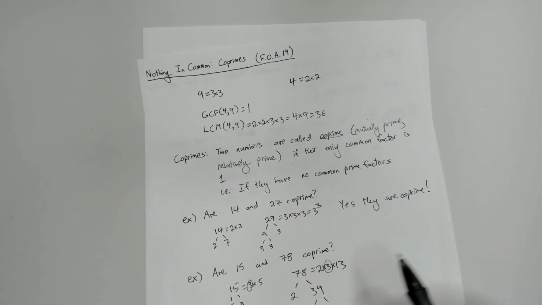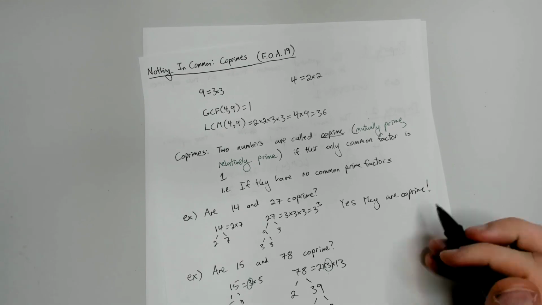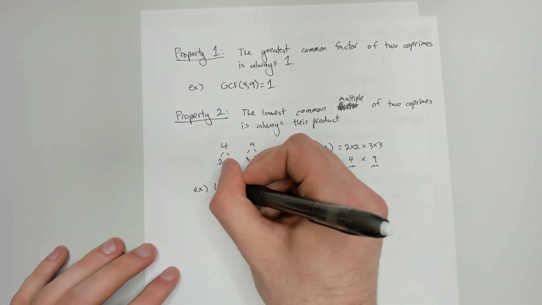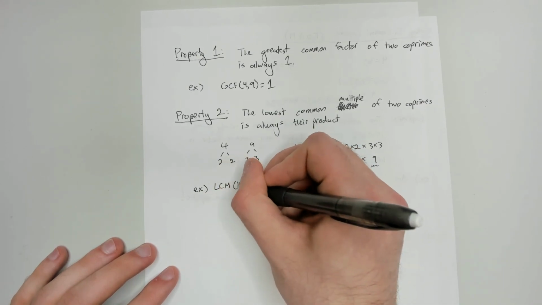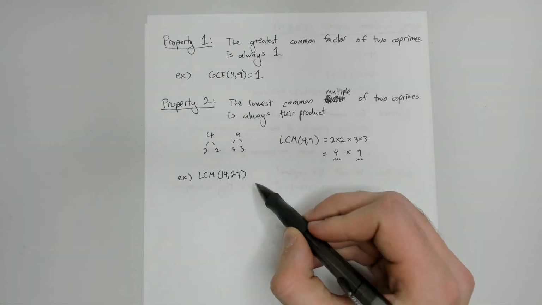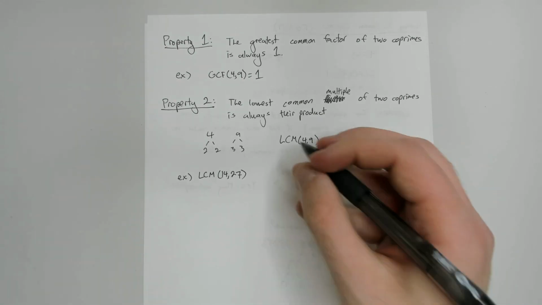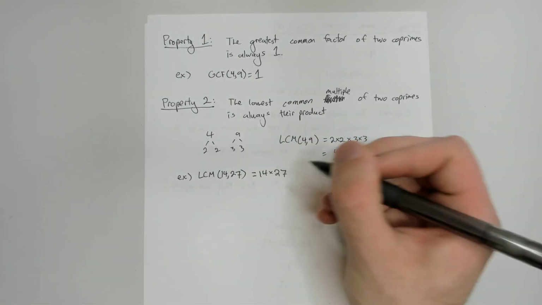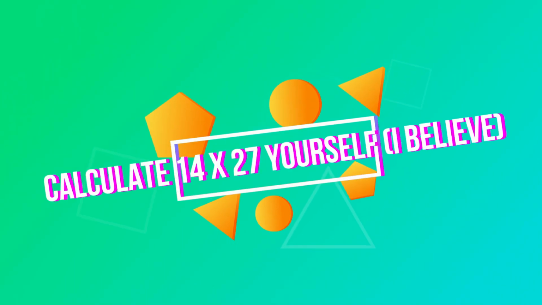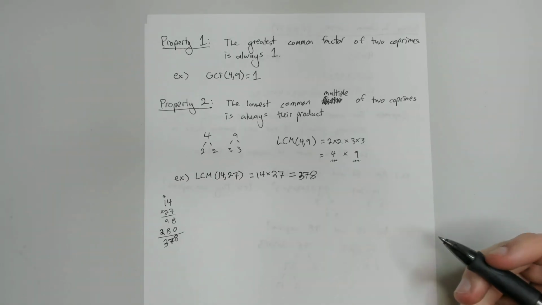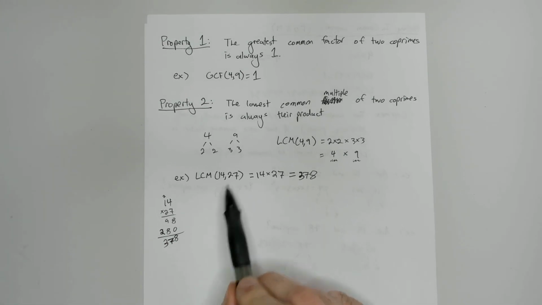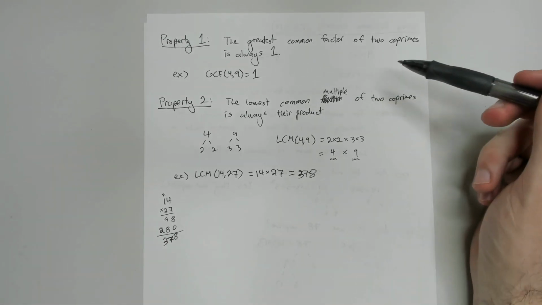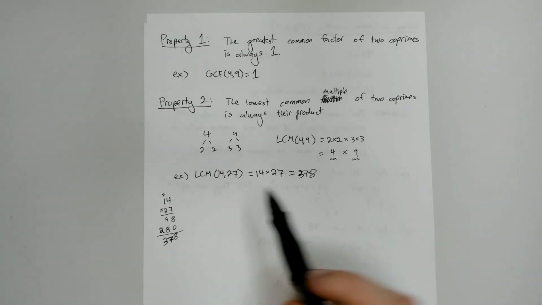In an earlier example we did 14 and 27, and we found that they are coprime. So we know that the lowest common multiple of 14 and 27, without actually having to go back and check their prime factorizations, is just going to have to be 14 times 27. We should get 378 from that. So since we know 14 and 27 are coprime, by property 2 here, their lowest common multiple is always just going to be their product, 14 times 27.